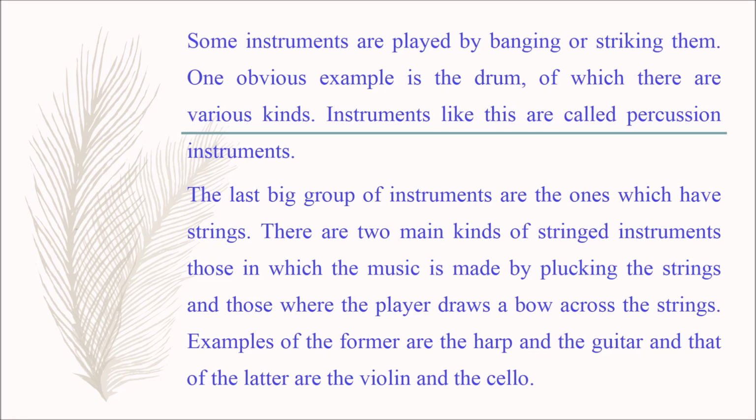There are 2 main kinds of stringed instruments: those in which the music is made by plucking the strings, and those where the player draws a bow across the strings. Examples of the former are the harp and the guitar, and that of the latter are the violin and the cello.